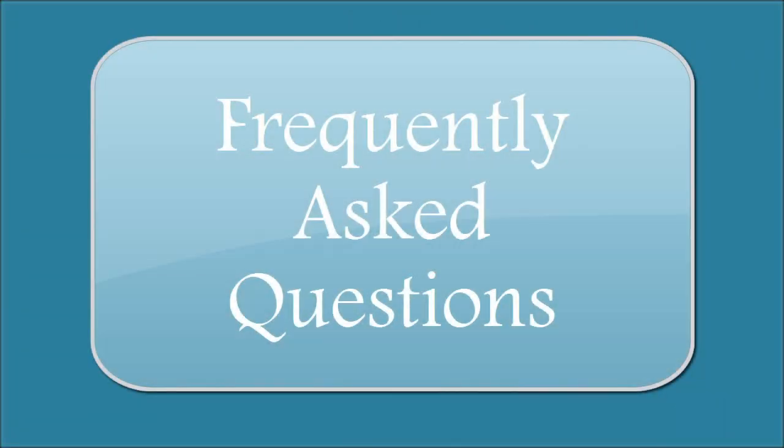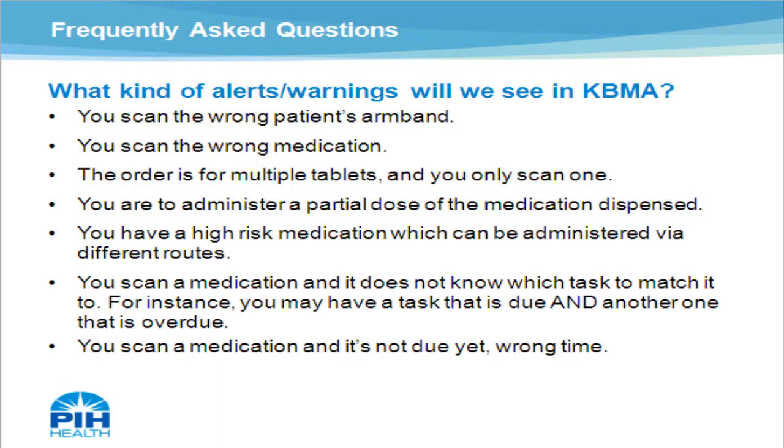We will now go over some frequently asked questions. In KBMA, you may experience some alerts or warnings. You will see these if you scan the wrong patient's armband, you scan the wrong medication, the order is for multiple tablets and you only scan one, you are to administer a partial dose of the medication dispensed, you have a high-risk medication, you scan a different medication that does not know which task to match it to, or you scan a medication and it's not due yet, so it's the wrong time. These can be addressed within the KBMA application.